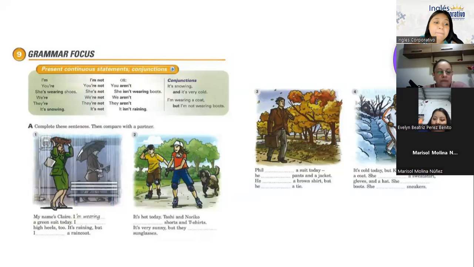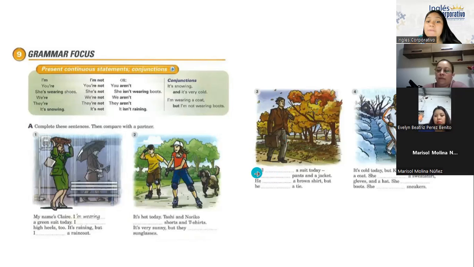Entonces, it's raining, but I am not wearing a raincoat. Very good. Vamos, picture number two. It's hot today. Toshi and Noriko are wearing shorts and t-shirts. It's very sunny, but they are not wearing glasses. Sunglasses. Son los lentes, va. Los lentes de sol. Sunglasses.